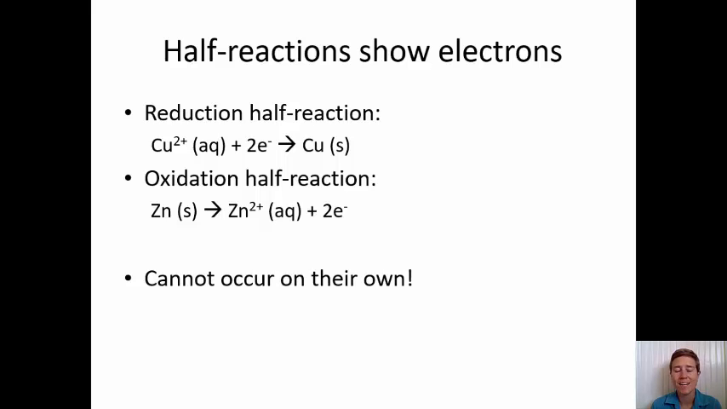I just want to be really clear, half reactions cannot happen on their own. We can't have electrons just floating around willy-nilly by themselves. They have to go onto something, so we always have to have a half reaction that's reduction matched up with a half reaction that's oxidation, but sometimes it can be helpful to write them out separately to look at them.